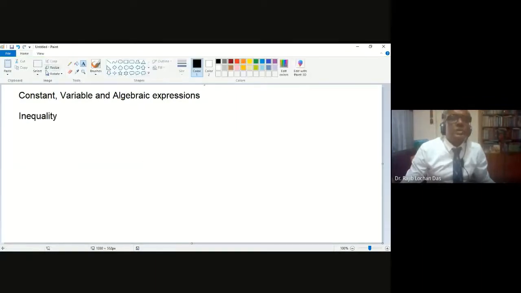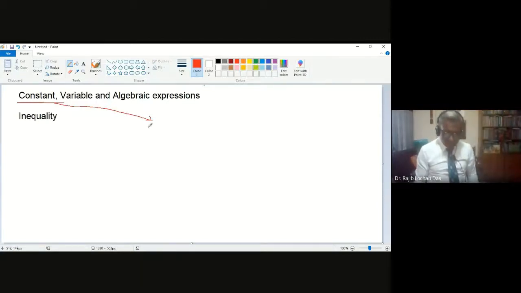So what is constant? Constant is actually the numbers which are always the same, okay, do not change. The numbers which are always the same value, right? Say, for example, 5, 3, and 4, or -7, like that. So these are just simple numbers.